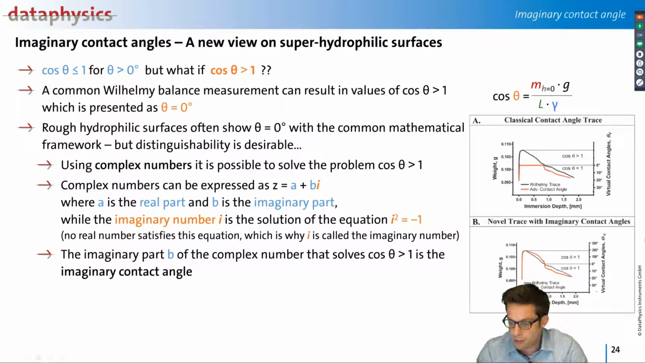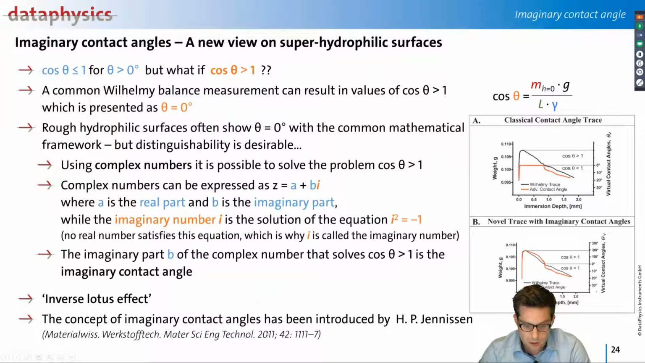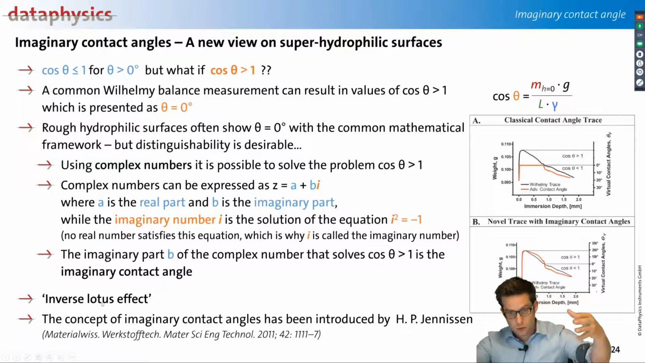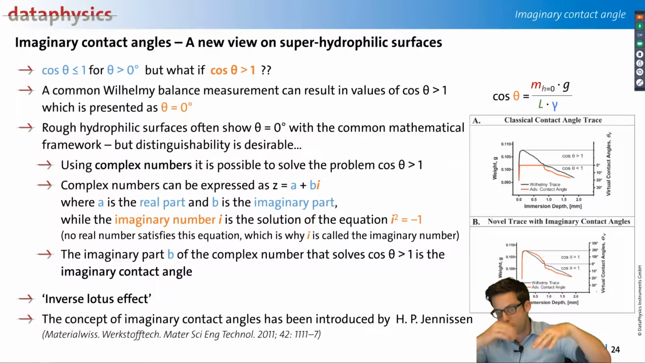And in order to display this very easily, we have introduced these imaginary contact angles. So this was together with Professor Jennison, who had the idea for this concept, provided it to us, and then we implemented it in our machines. So it's also called the inverse lotus effect. So lotus effect means your surface does not want to be wetted. The drop is swimming on top of the surface. And inverse lotus effect means your surface very much wants to be wetted, and you get a complete spreading process on the surface.